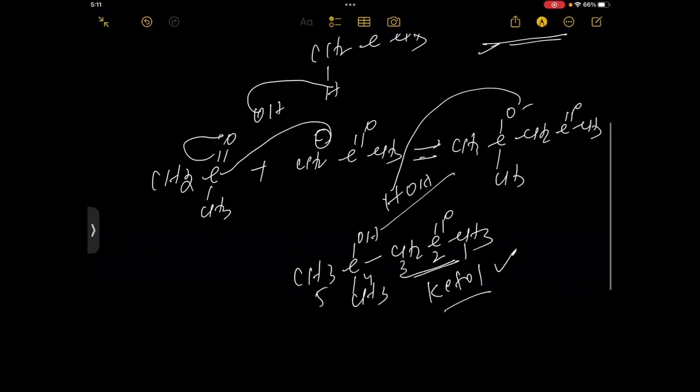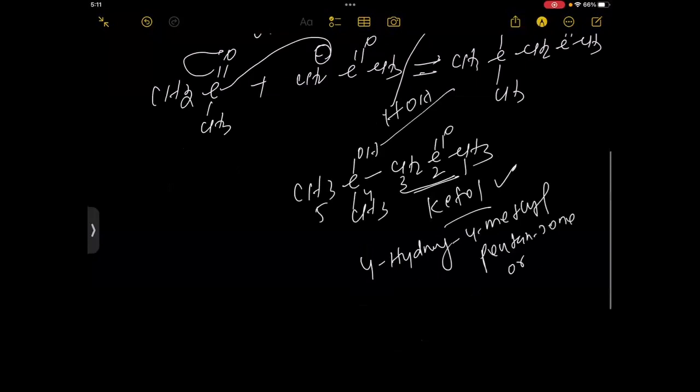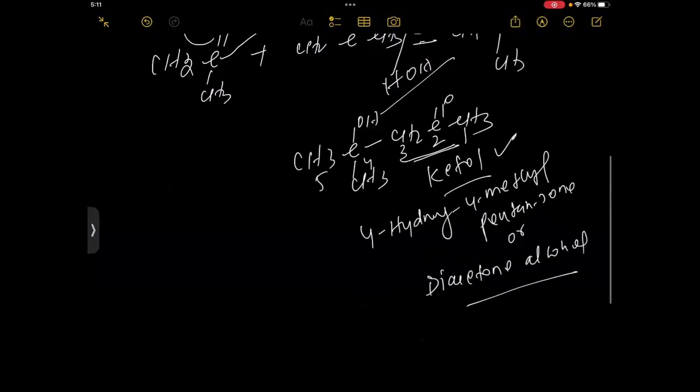what can we say, students, here? 4 hydroxy 4 methyl pentan-2-one. There is another name, what we can say, diacetone alcohol. What is the name? This is called diacetone alcohol. So we have the compound diacetone alcohol formed, right?